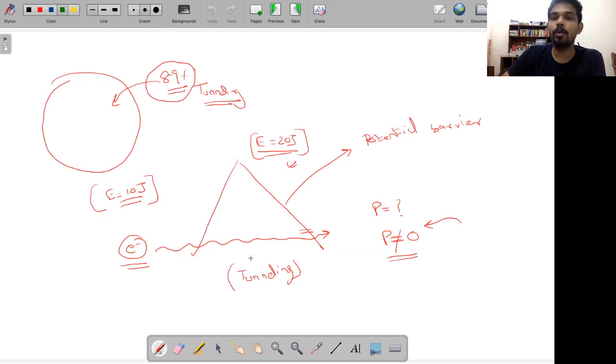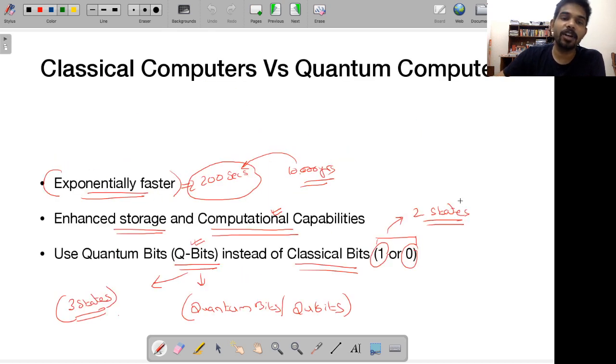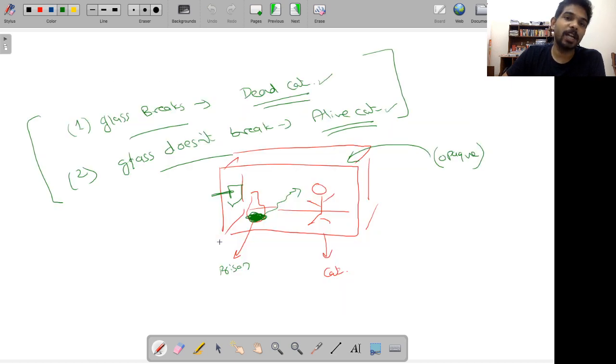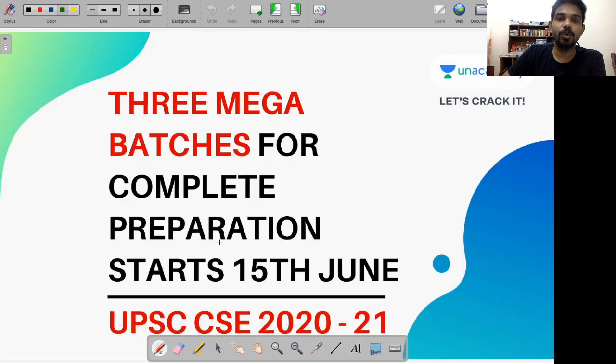Then I told you a little bit about quantum mechanics. I told you about the difference between a classical computer and a quantum computer. And remember this term, it's called a qubit or a quantum bit. And then I told you about the concept of superposition, tunneling, etc. So this is all for now.